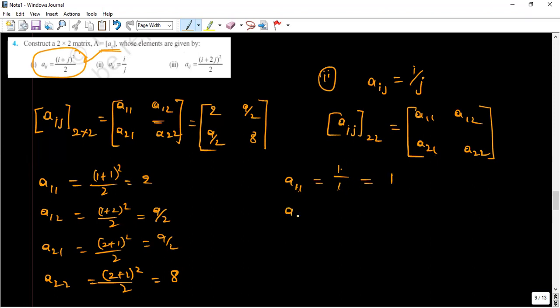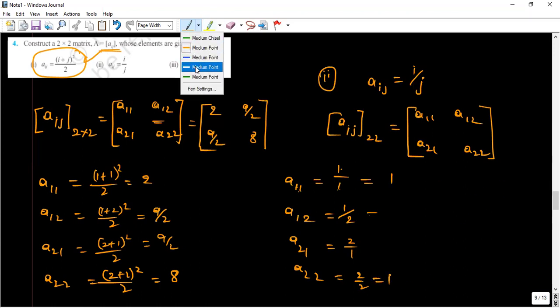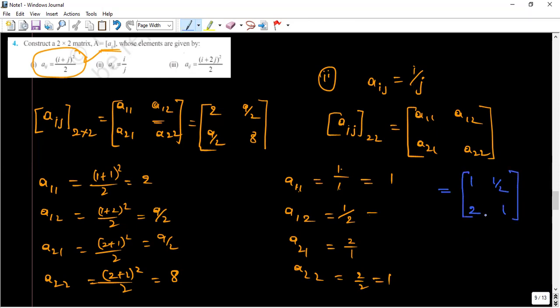Find out A12. i value in numerator, j value in denominator. 1 by 2 is 1 by 2 only. 2 by 1 is nothing but 2 by 1. A22, which is nothing but 2 by 2. Finally, we'll get 1. So the matrix we'll get here is 1, 1 by 2, 2, 1. This is how we will create the matrices with the given condition.